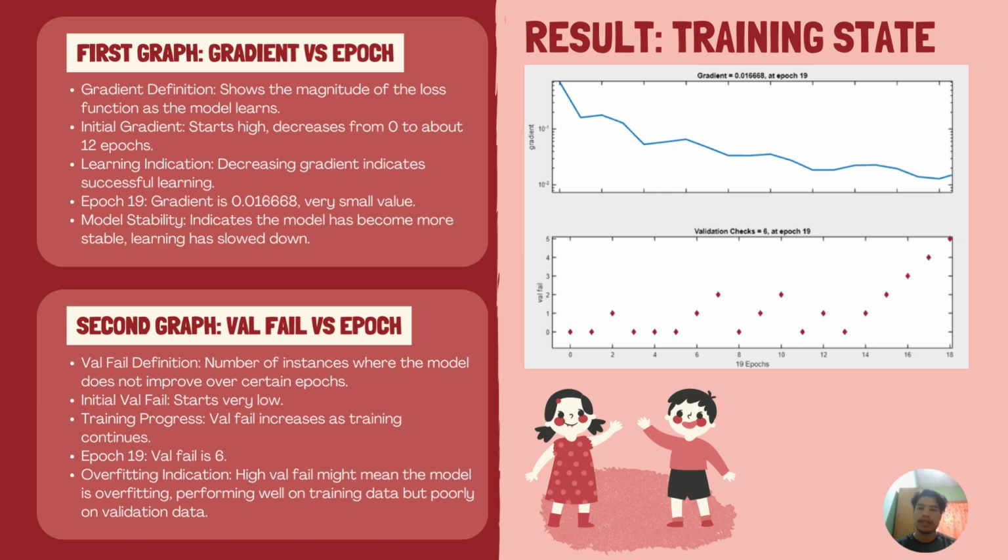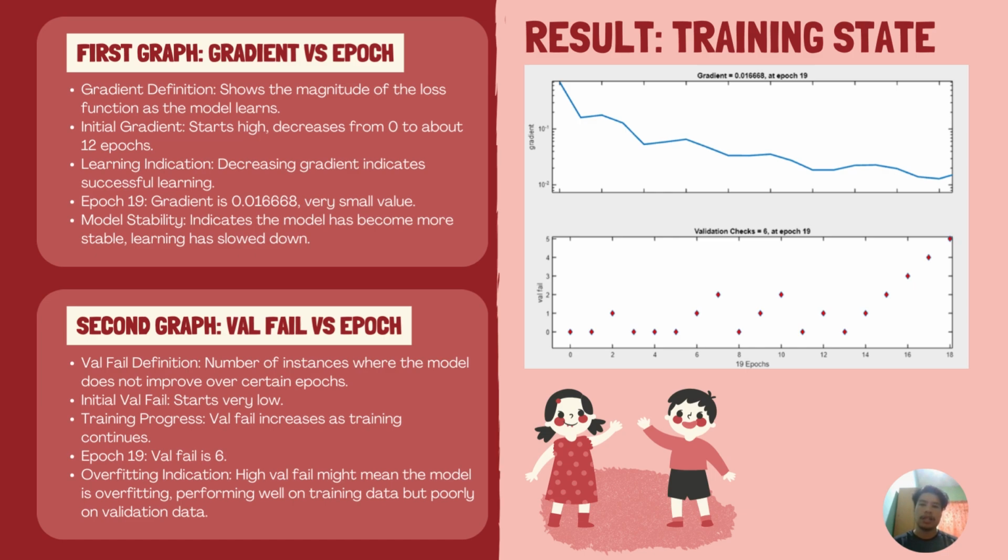For the first graph, we see that it is a gradient versus epoch graph. The gradient means the magnitude of the loss function as the model learns. An epoch is a complete pass through the entire training dataset. At the beginning of the training, which means at epoch 0, the gradient starts at a relatively high value. As the training progresses, the gradient magnitude decreases. This indicates that the network parameters are converging to a set of values that minimize the loss function.